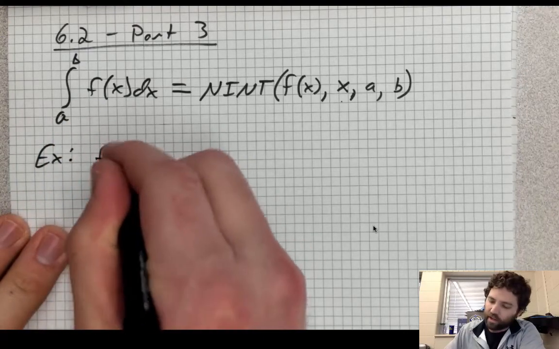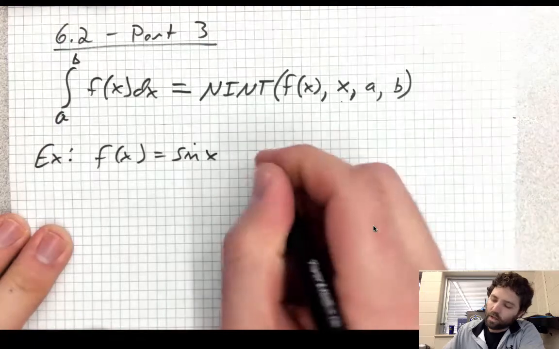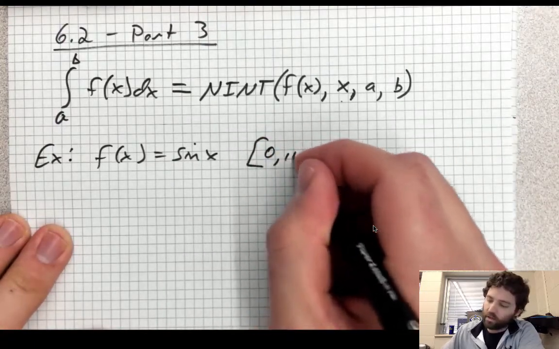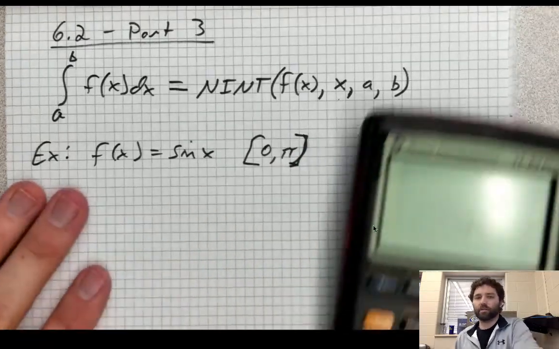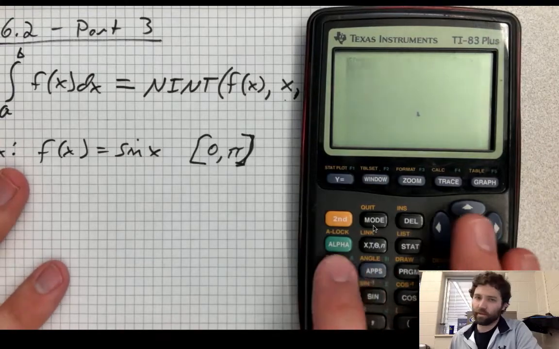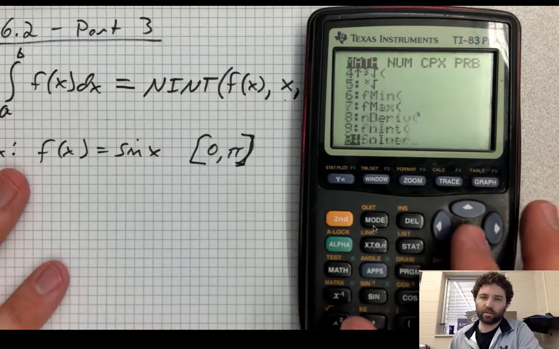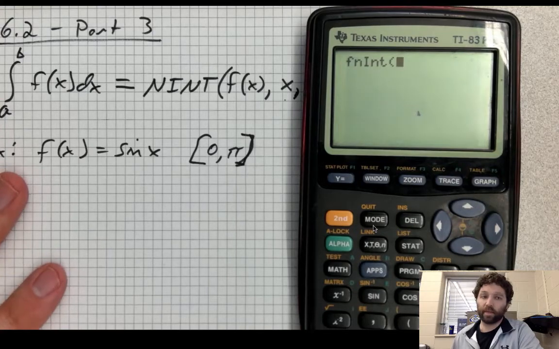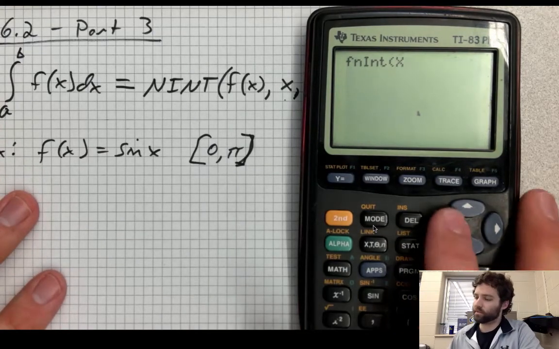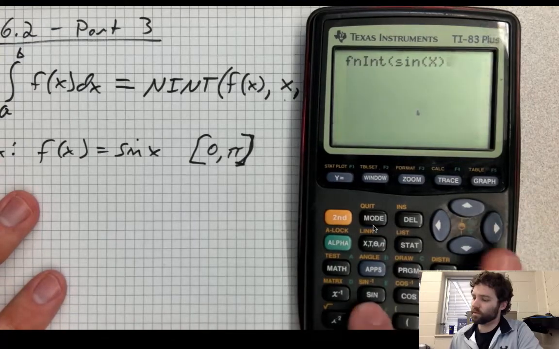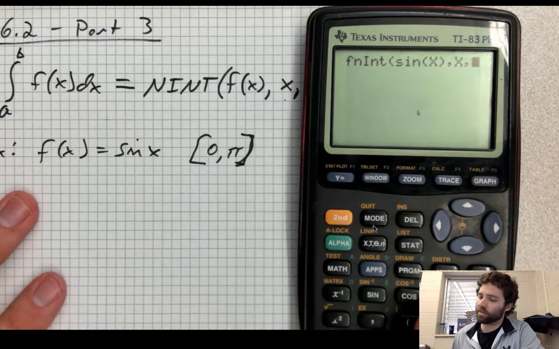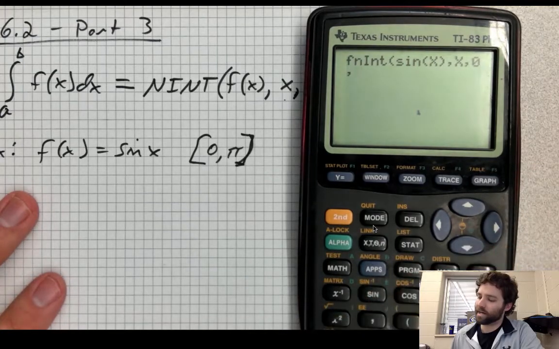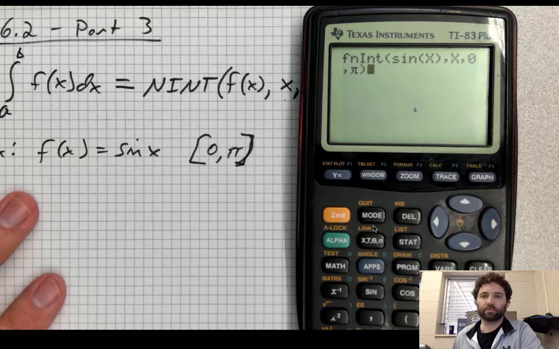Suppose that we are looking at f of x equals sine of x on the interval from 0 to pi. In our calculator, we can figure that out. We're going to hit math, and we're going to arrow down to fnInt, and we're going to type in the function, so sine of x. Then we have to tell it what variable to use, x. So you could do this with t. If your function was in terms of t, you could do sine of t, comma t. And then we're going to do comma 0, comma pi, like that.